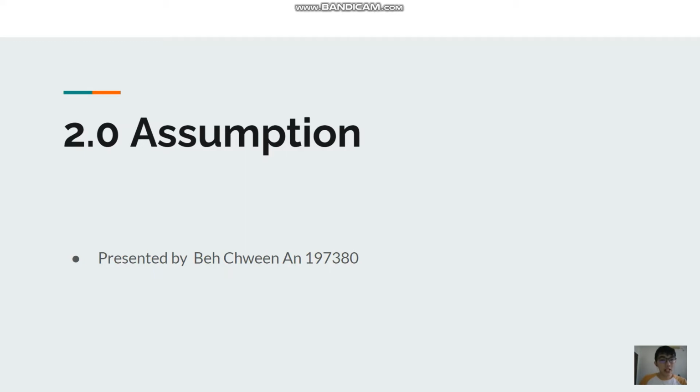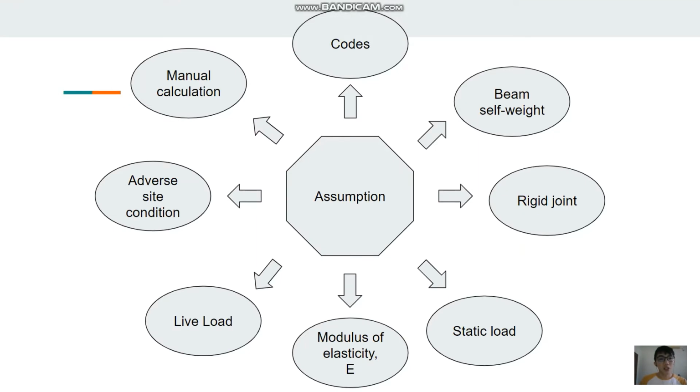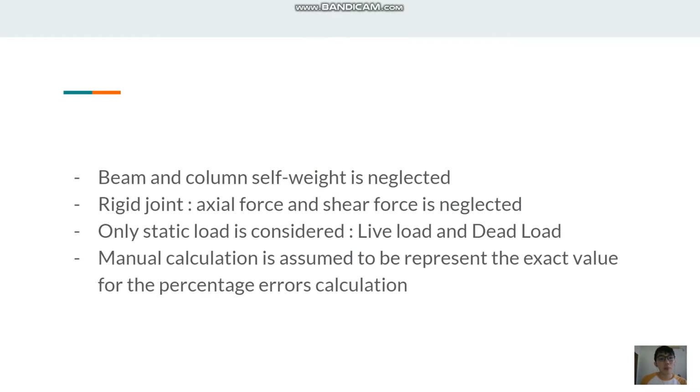I am CHWEEN and I will continue with the assumptions we used in this project. In this project, we have used 8 assumptions, including the codes, the beam self-weight, rigid joint, static load, the modulus of elasticity, live load, adverse site condition, and also the manual calculation. So the beam and column self-weight is neglected in the analysis. This is for easier analysis in the 3D software.